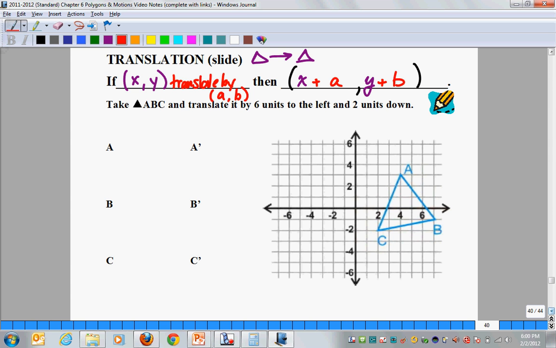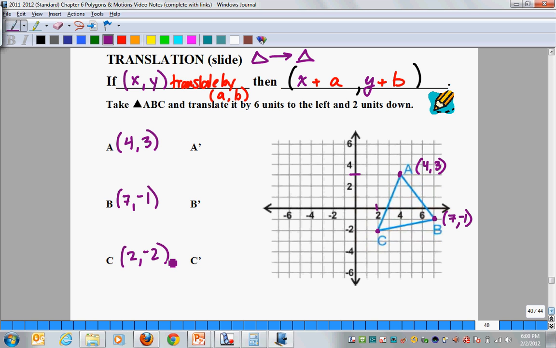Okay, so let's see how you can do this. Here we have an A, B, and C. Let's first find our coordinates here. A is over 4 and up 3. So we're going to go over 4, up 3. Our B is over 7 and down 1. And our C is over 2 and down 2.